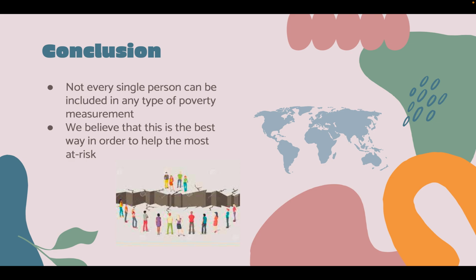Although it is truly impossible to include every person that is struggling in one poverty measurement, we believe using the SPM supplemented with certain aspects of the capabilities approach will identify the people most at risk in order to get them the help they need.